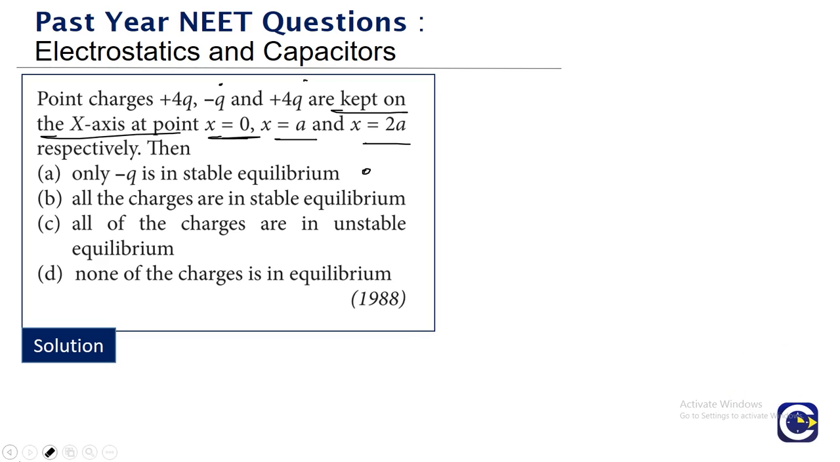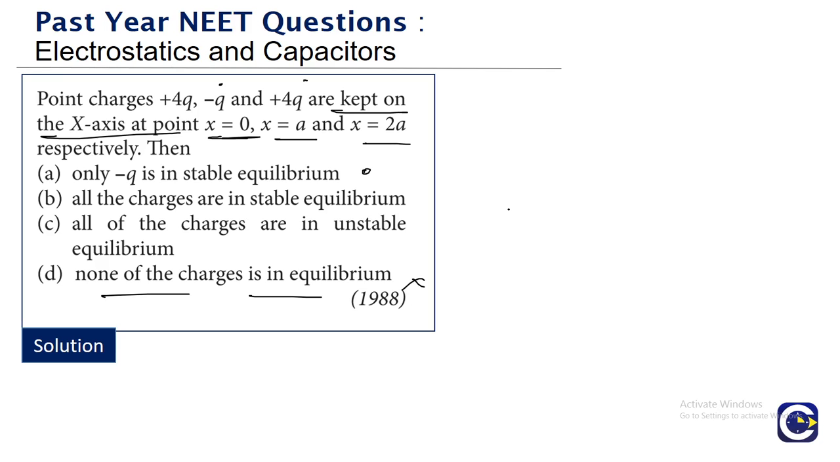Which means option D cannot be the answer, because option D is telling that none of the charges is in equilibrium. This is incorrect because all the three charges are basically in equilibrium. Now the question is whether the equilibrium is stable or unstable.